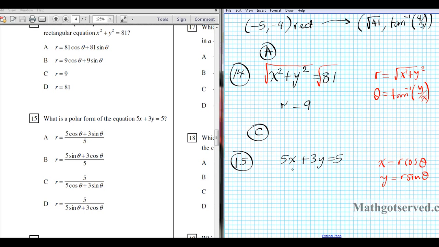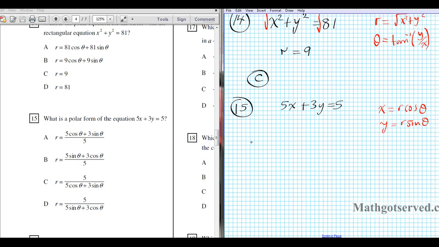Okay, so we're going to go ahead and make that substitution here with the x and the y's. So 5 instead of x is going to be r cosine theta, plus 3 for the y is going to be r sine theta, equals 5. Remember, when you're converting from rectangular to polar, all the x and y's have to be substituted with something else. They have to be gone. You can only have r and theta in an equation that is in polar form.